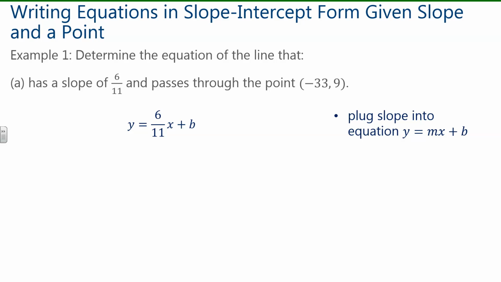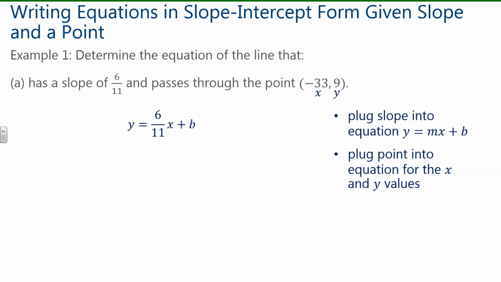Now to find b, we're going to take our given point and plug that into the equation for the x and y values, meaning we're going to replace x with -33 and y with 9. If you do that, you get 9 equals 6/11 times -33 plus b. Now we need to simplify this to solve for b.